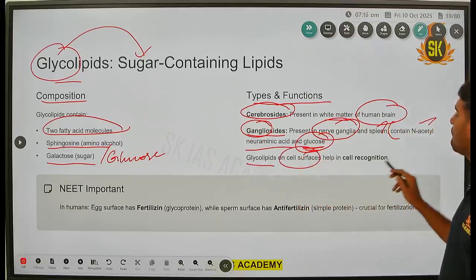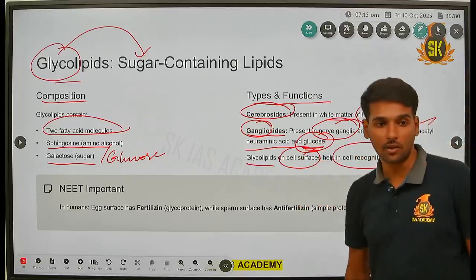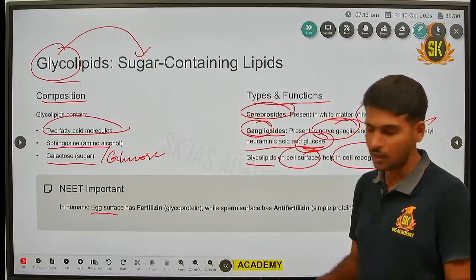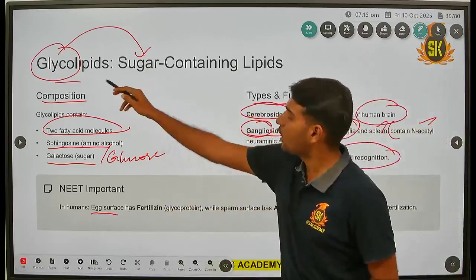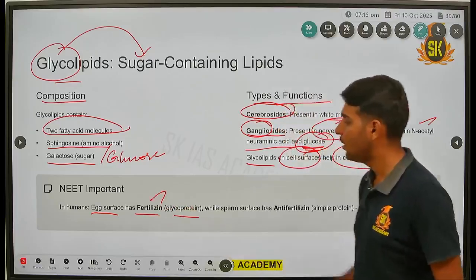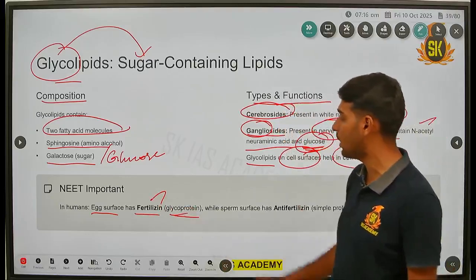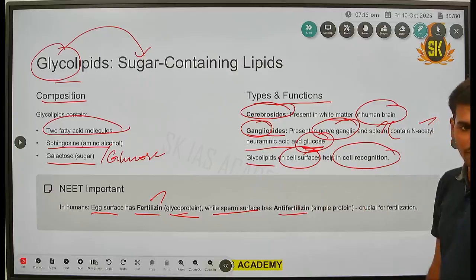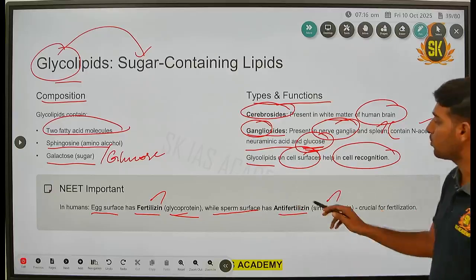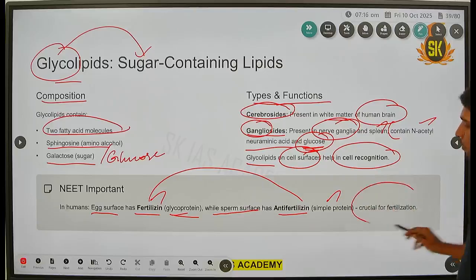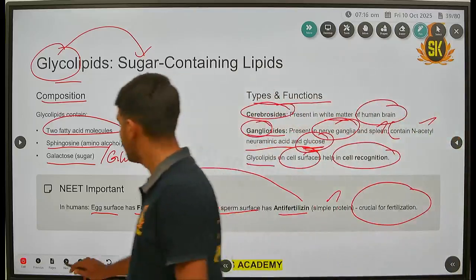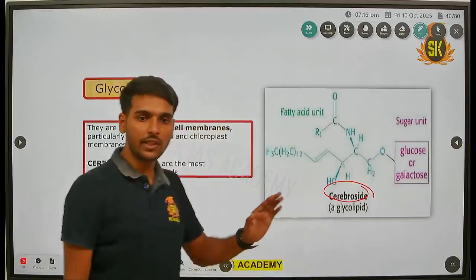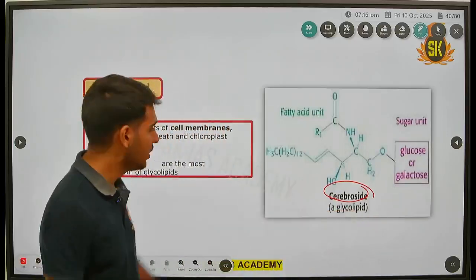Glycolipids on the cell surface help in cell recognition and signaling. So in humans, the female egg surface has a glycoprotein, while the sperm surface has an antifertilizin. Just an important concept, you just note it down. It is a simple protein, and both actions are responsible for fertilization. Okay, sorry. So this is the cerebroside glycolipid which we saw is present in the white matter of our brain.